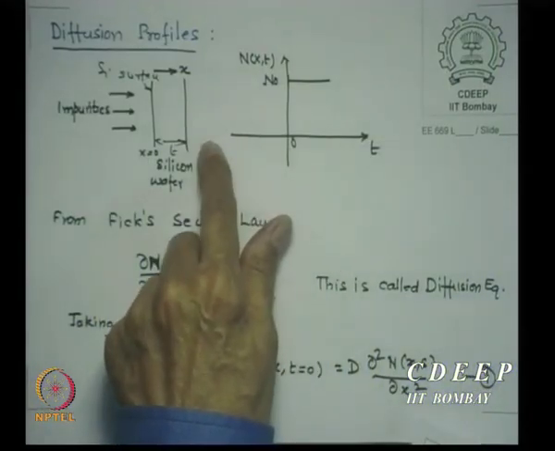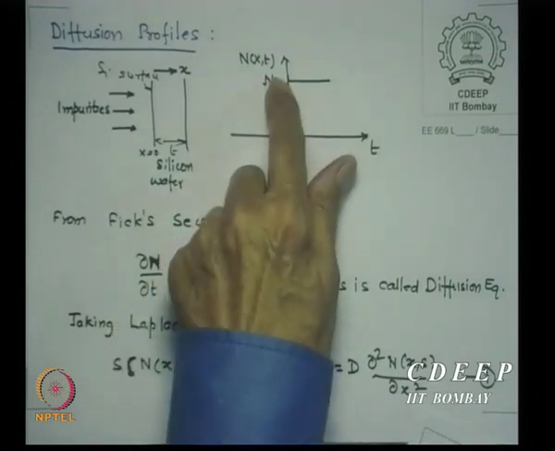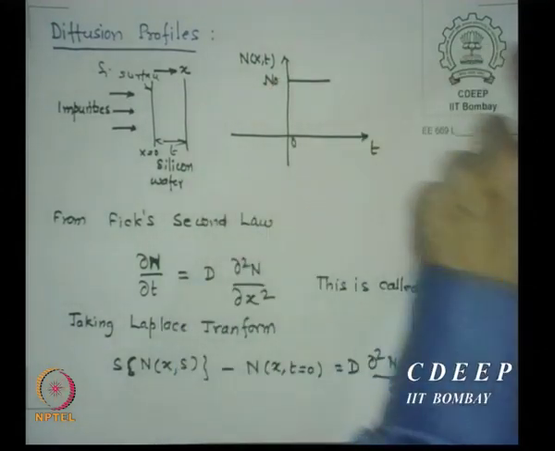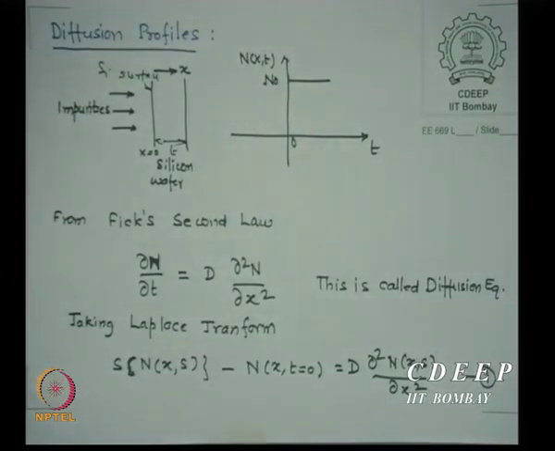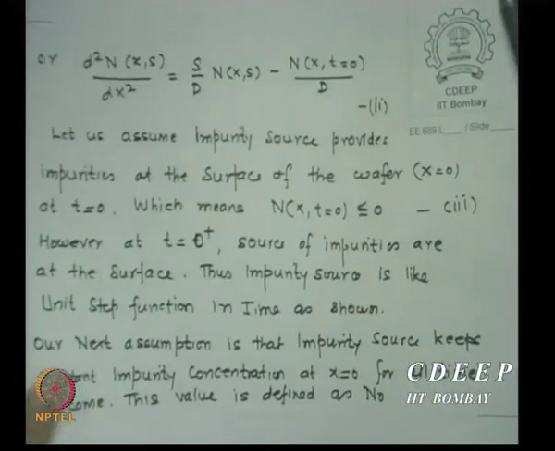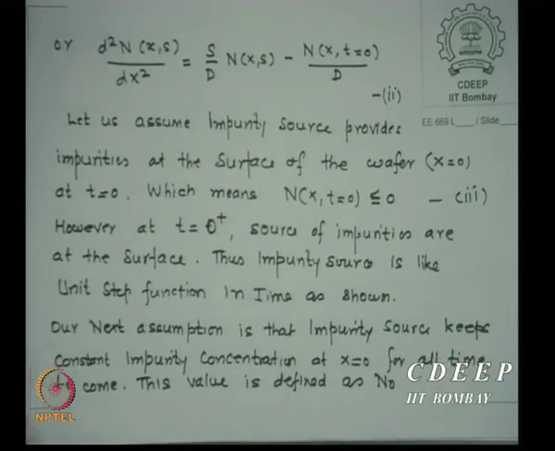Just a minute before I show this. At t less than or equal to 0, no impurities are impinging. At t equal to 0, the available concentration is N0, which remains constant for all times to come. This is my initial condition which I start with, and this is a real life condition, that is why I did it. Is that okay? At t equal to 0, no impurities. We start the source at t equal to 0, and some fixed number appears for all time to come. Which means N(x,t) at t less than or equal to 0 is 0, however at t equal to 0 plus, as I said, the source of impurity is at the surface, thus the impurity source is a unit step function in time as shown.